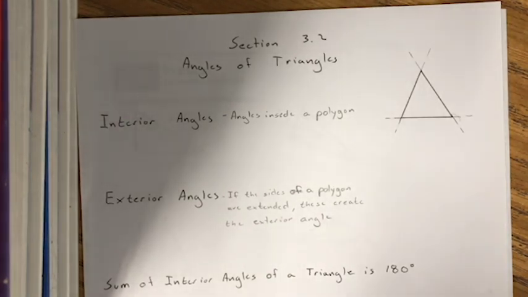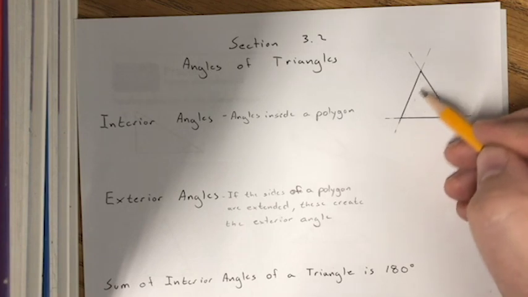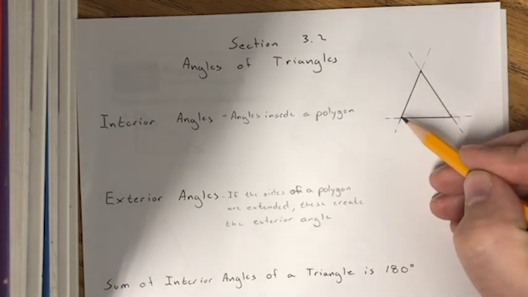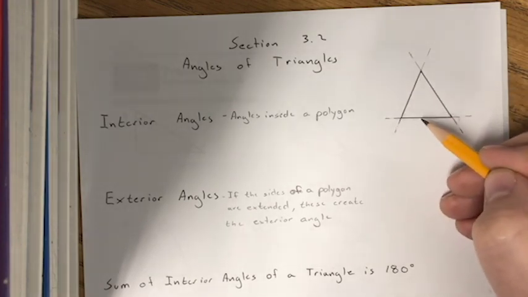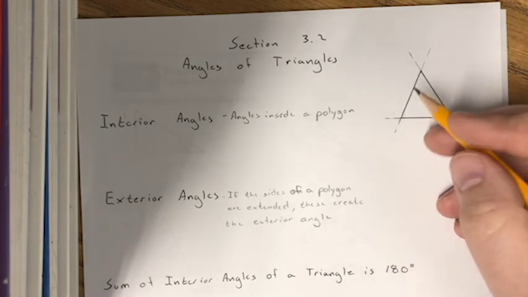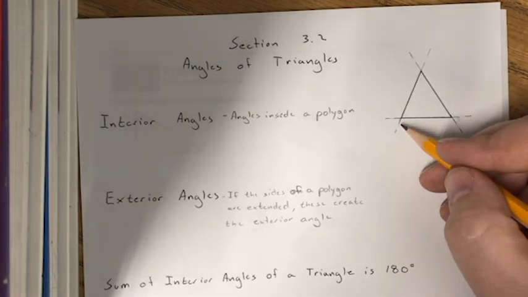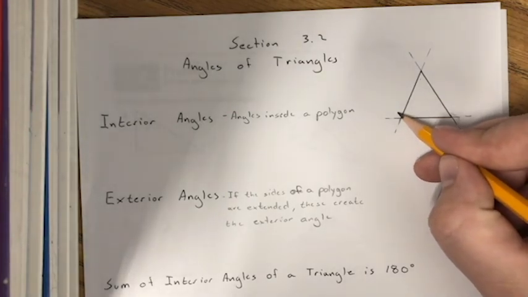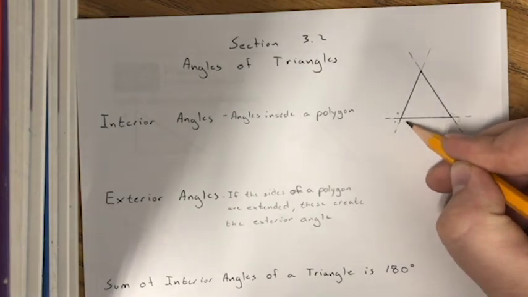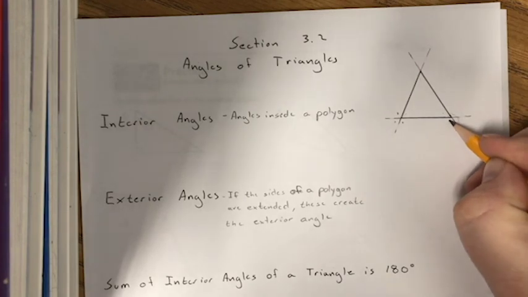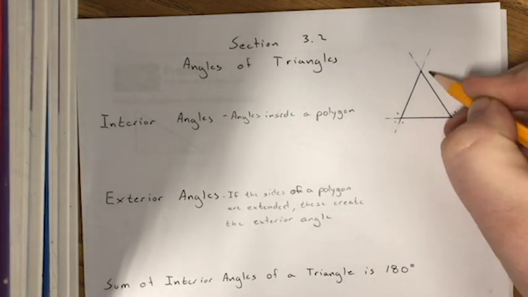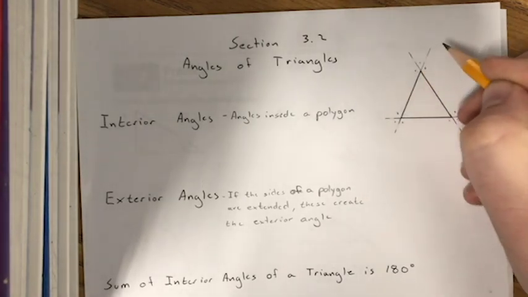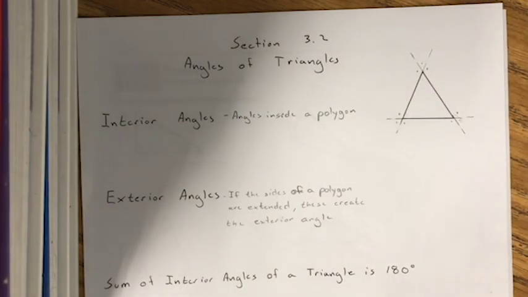Exterior angles are created when I draw a line. So this was my main side and I extended it out, and then this was my side and I extended it out. When I do so, it creates some exterior angles. So there's an exterior angle here, there's one here, then I've got another one here, and so forth. This triangle has an additional 9 exterior angles around the outside if I draw it out.